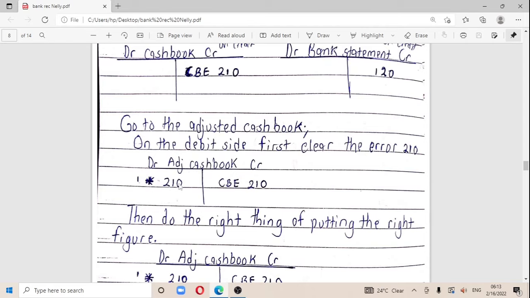210 on the debit side. This will be working somewhere or in your head. That will depend on how much practice you have been doing. Then after, you do the right thing of putting. So first you clear the error and then you do the right thing. What is the right thing to do? Is putting the right figure.